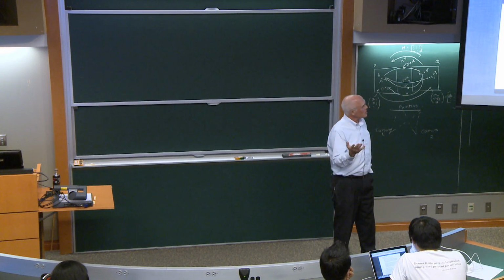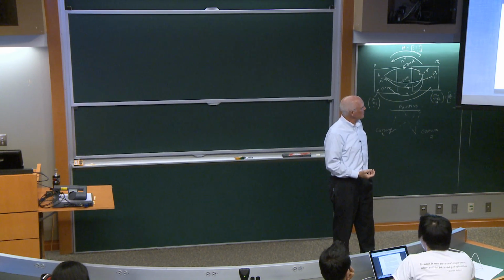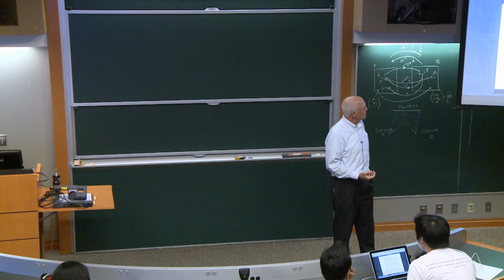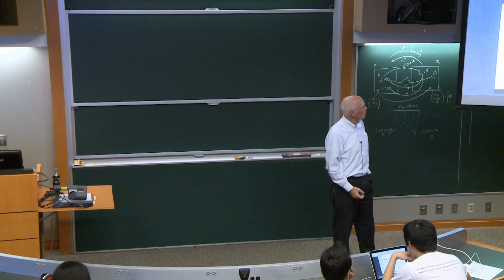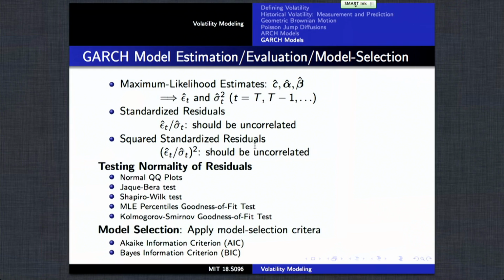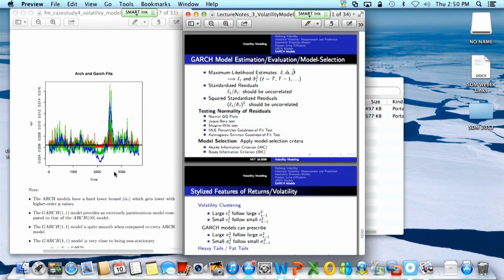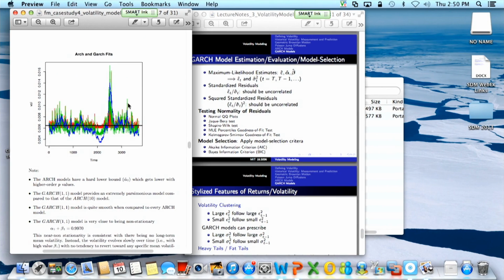Okay, there are various tests for normality. I've listed some of those that are most popular here. And then there's issues of model selection for deciding which GARCH model to apply. I wanted to go through an example of this analysis with the euro-dollar exchange rate. So let me go to this case study note.